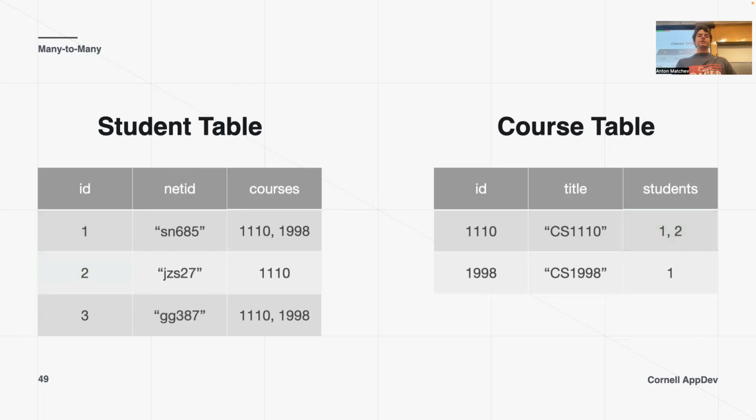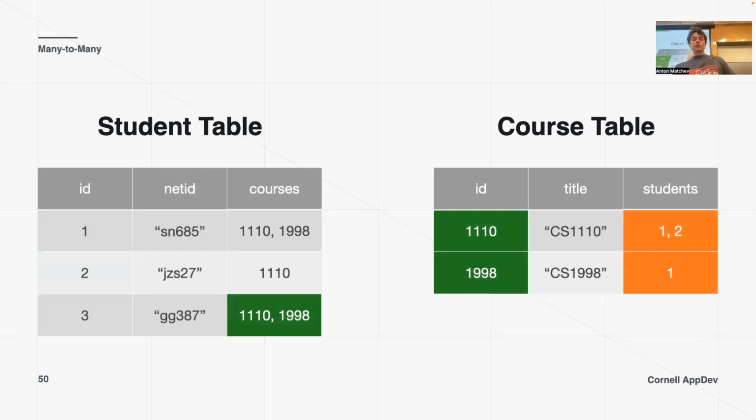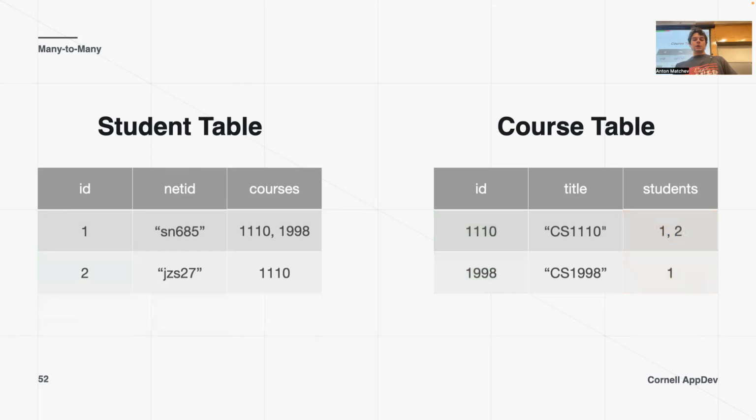But if we wanted to add this new student who's in 1110 and 1998, then we have to add both course IDs into the courses column of the student table. And we also have to add this new student within the student column for every class that he's in. The problem with this is that it's not very efficient with regards to time complexity.